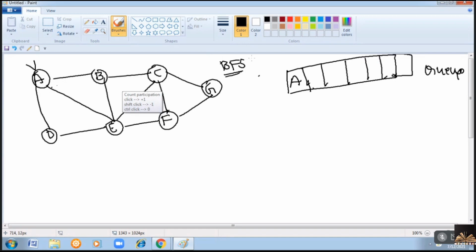What is the next step? Visit all its adjacent vertices which are not visited. Consider all the adjacent vertices of this A which are not visited and insert them into the queue. So you have visited the adjacent vertices of A, which are B, E, and D, and you insert them into the queue.